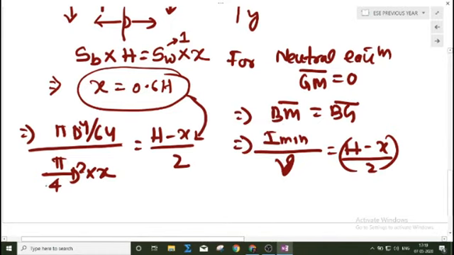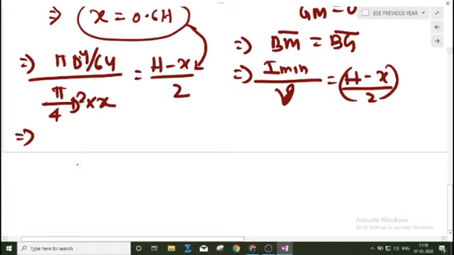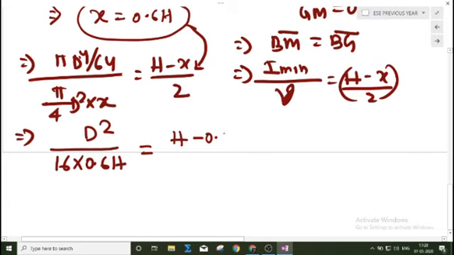So I can put this value X here. I can rewrite this equation as d square divided by 16 into 0.6 into H, will be equal to how much? This is H minus 0.6 H by 2. So this is 0.2 H. Okay.